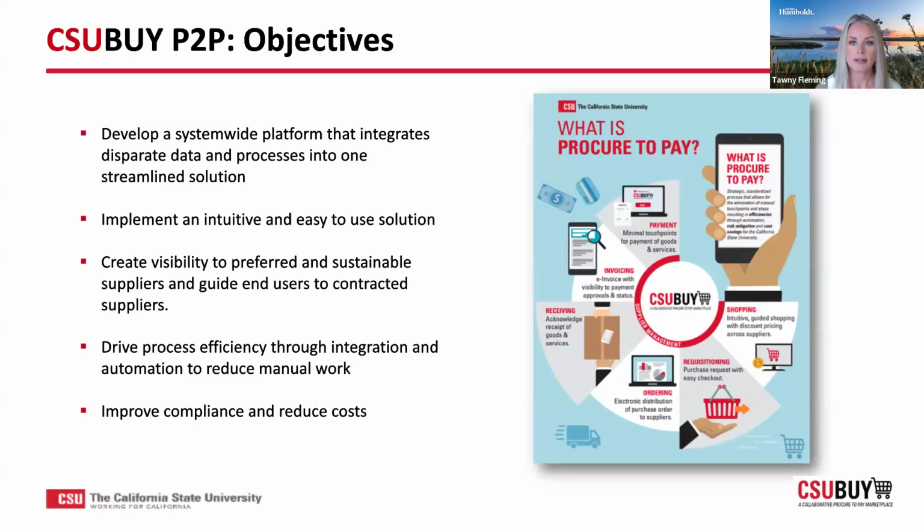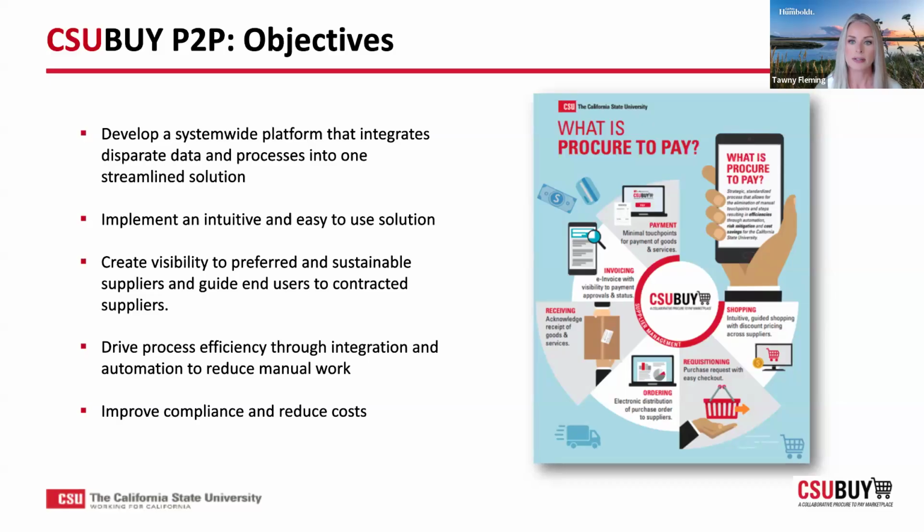The graphic on this slide visually represents the entire procure-to-pay life cycle and the key functions that P2P supports. Starting with shopping for goods and services, users can engage in purchasing with access to preferred, contracted, and sustainable suppliers. This flows into requisitioning, ordering, and receiving, all of which are handled in a centralized environment with fewer manual steps. The process concludes with invoicing and payment, emphasizing automation, minimal touch points, and visibility throughout.